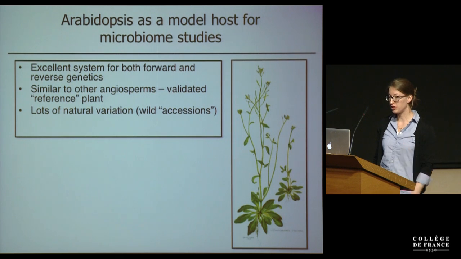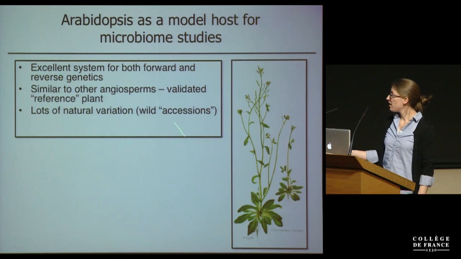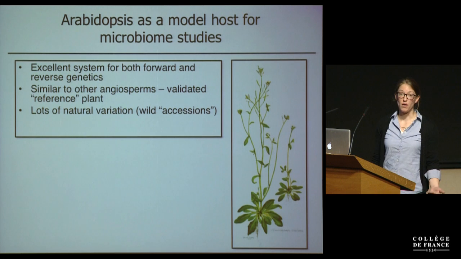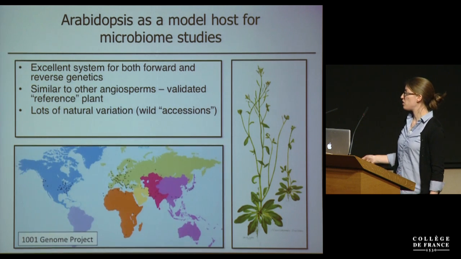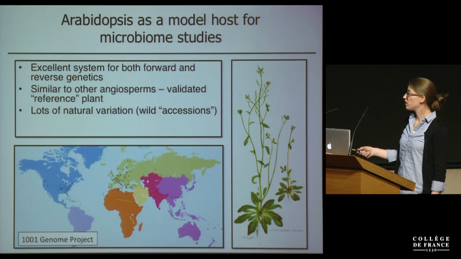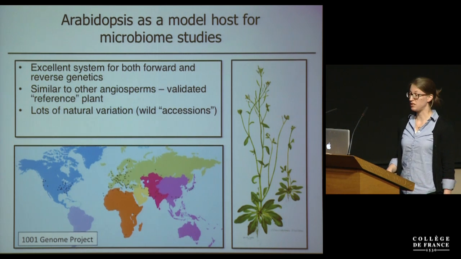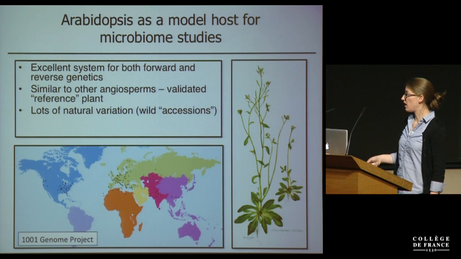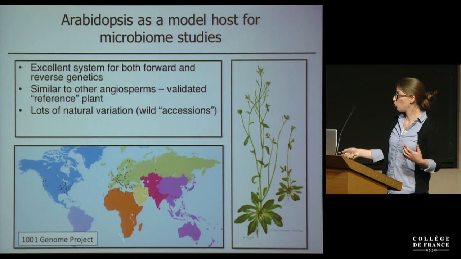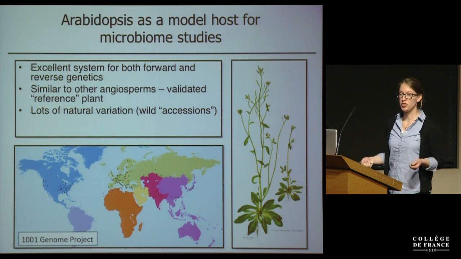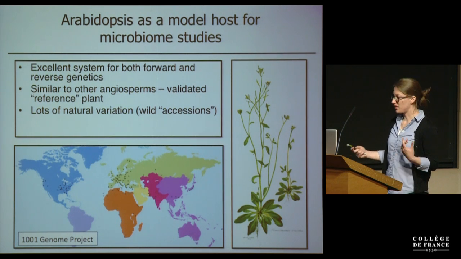and do genetic screens. It's our validated reference plant, so it's similar to other flowering plants. What we know about Arabidopsis is largely translatable to agriculturally and ecologically important plant systems. And for my work, a huge asset of Arabidopsis is that we have collections of naturally occurring accessions. So these are naturally occurring lines of Arabidopsis that occur across the globe. And we've taken 1,001 of these and sequenced them. So we have genomes of 1,001 of these naturally inbred lines of Arabidopsis.